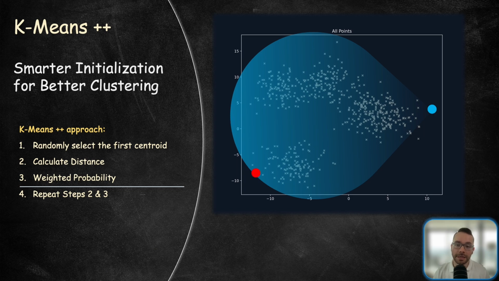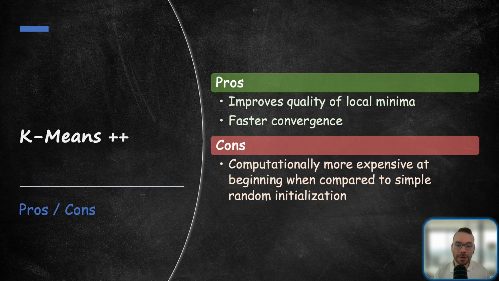And based on this, we're going to update the distances and the probability distribution. And that might lead to our third choice being another data point that is as far apart as the previous choices. And we keep repeating these two steps until we have initialized all the centroids that we needed. So the k-means++ algorithm improves the quality of the local minima and can lead to faster convergence. However, this benefit comes at the cost of a more computationally expensive process at the beginning of the clustering.